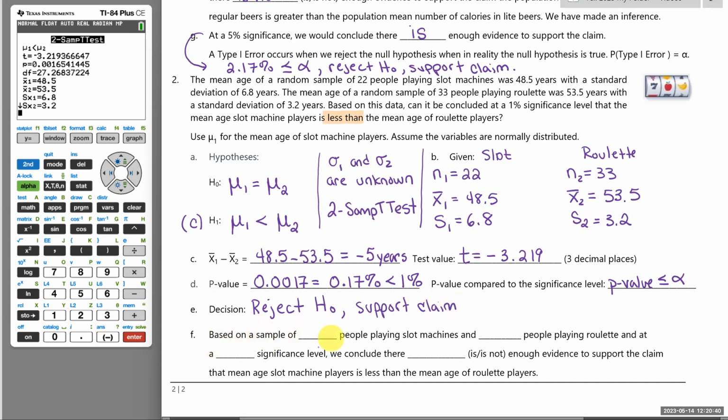So based on a sample of 22 people playing slot machines and 33 people playing roulette, we're using that sample to draw a conclusion about the entire population. And we used a 1% significance level. We conclude that there is enough evidence to support the claim: the mean age of slot machine players is less than the mean age of roulette players. All right, and there you have it. 2-sample t-test.